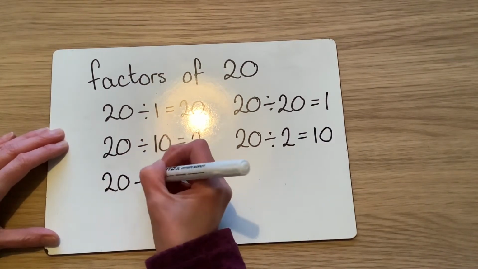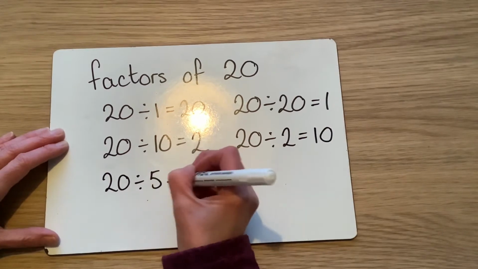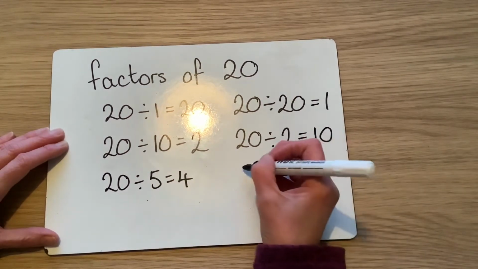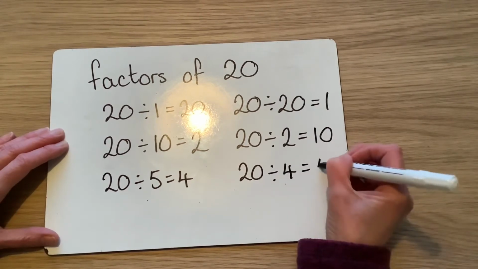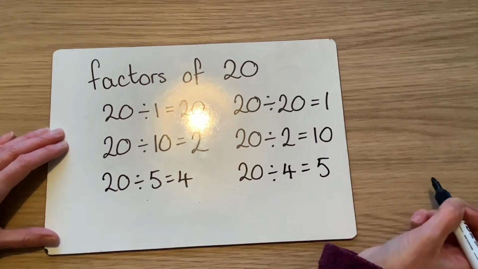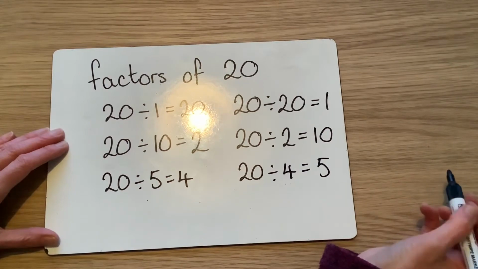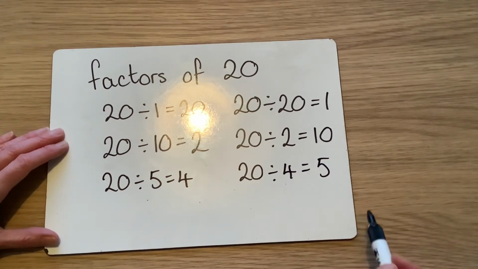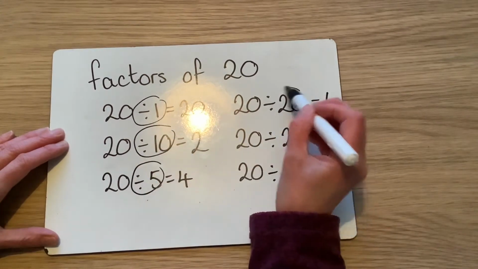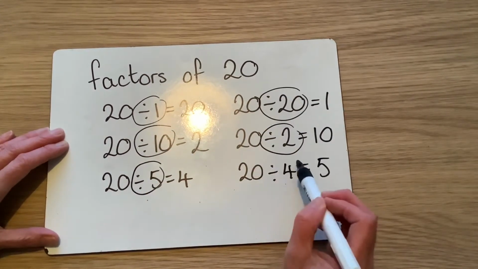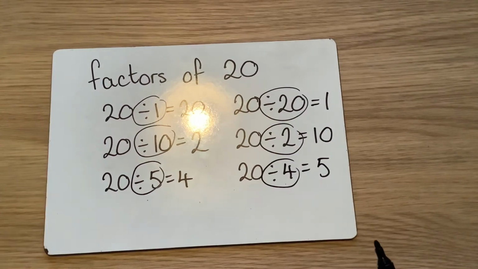So 20 divided by 5 is 4. And I can turn that factor around. 20 divided by 4 equals 5. So if I wanted to know the factors of 20, then I could say that the factors of 20 are 1, 10, 5, 20, 2, and 4.